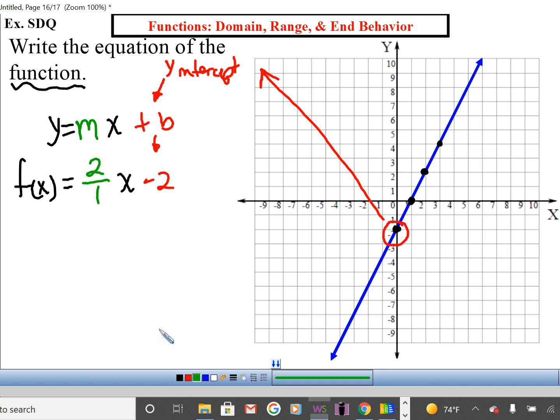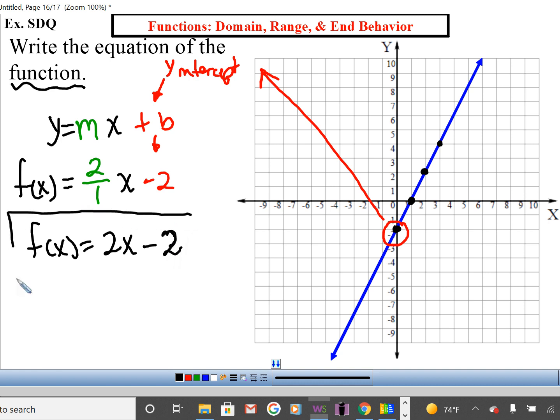That is correct. And then just simplify and rewrite your function. F of x equals 2x minus 2. Very simple, yes? Yes, Mr. Q? All right, now don't write this one. I'm going to give you another line, and I'm going to start over here and then over here.